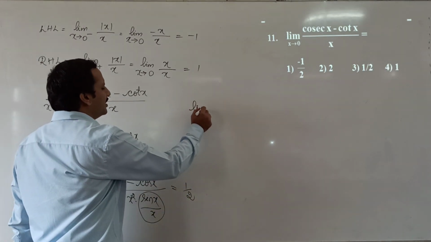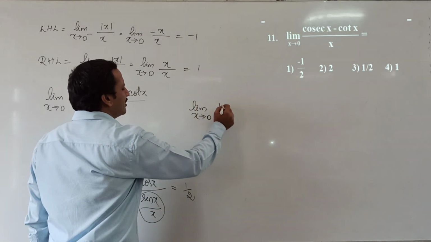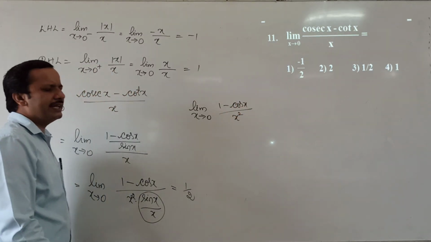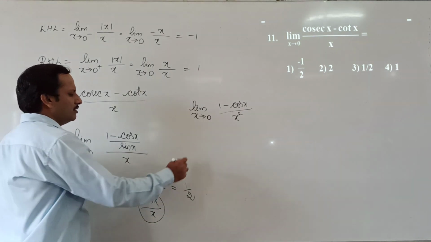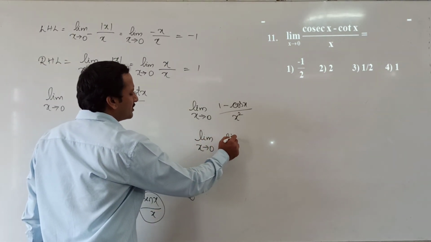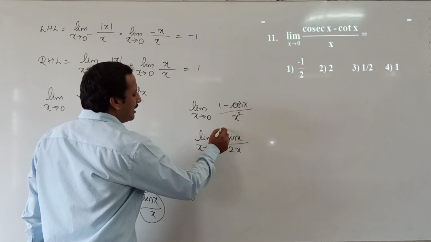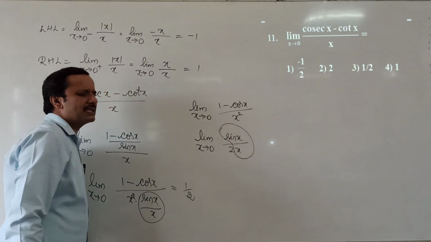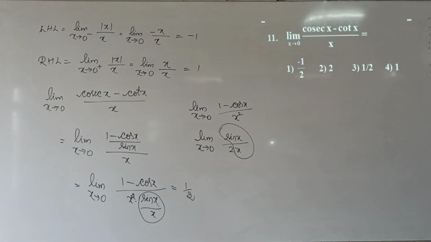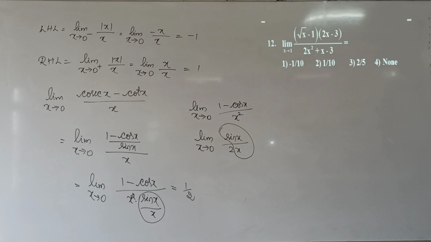If you don't know, then what to do? Then also you can solve this problem. Limit x tends to 0, 1 minus cos x by x square. If I directly apply the limit, I am getting 0 by 0. So I use L'Hospital's rule. If I use L'Hospital's rule, this will become sin x by 2x. As x approaches 0, sin x by x becomes 1. So the answer is 1 by 2. Third option. Let's go to 12th question.